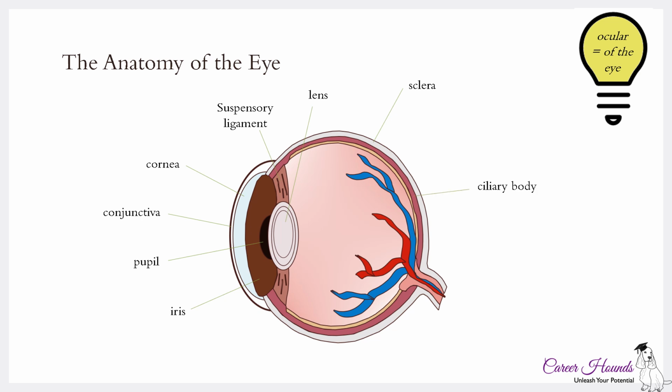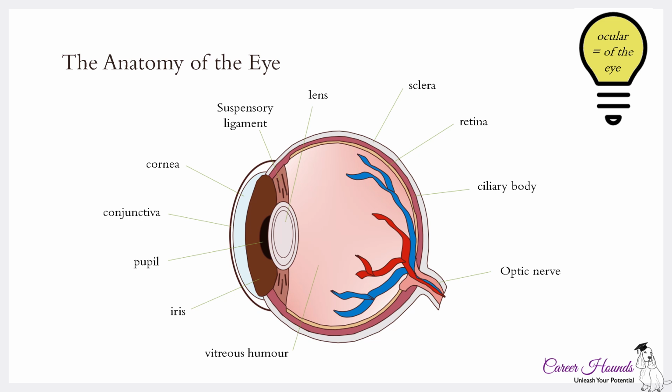The ciliary body is an extension of the iris and contains fluid and muscle fibers that control the thickness and shape of the lens to allow the lens to focus. The retina is a layer of sensitive tissue at the back of the eye that converts light into nerve signals. The optic nerve transmits visual information from the retina to the brain for processing.